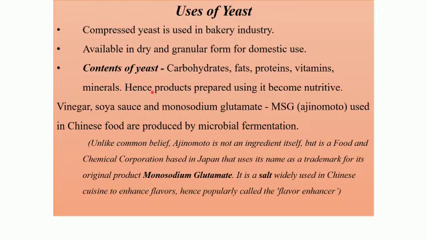So these are three more uses: vinegar, soya sauce, and monosodium glutamate. Monosodium glutamate, that is MSG, commonly called Ajinomoto, is used in Chinese food and is produced by microbial fermentation. So vinegar, soya sauce, and monosodium glutamate are all very common ingredients when we are preparing any kind of Chinese food. All these are prepared using microbial fermentation. We will study vinegar as our next substance in detail.